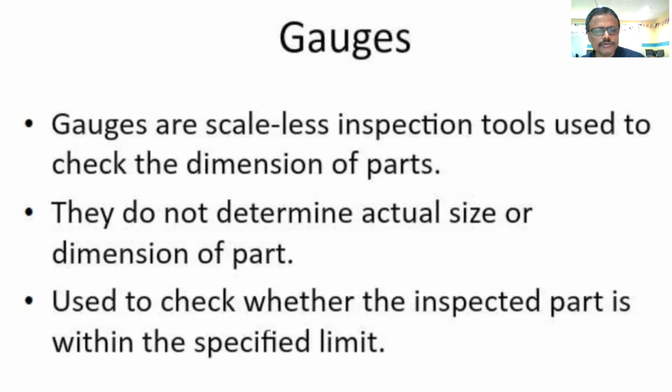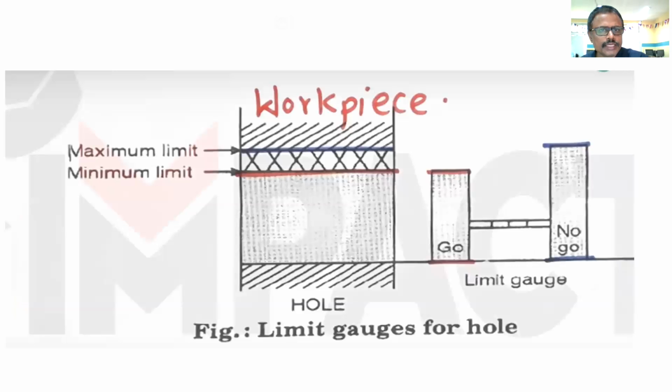So to summarize, what are the gauges? Gauges will tell you whether the components manufactured are accepted or rejected. So with the help of gauges, you can directly tell whether the components are accepted or they are rejected. So we will see one by one.